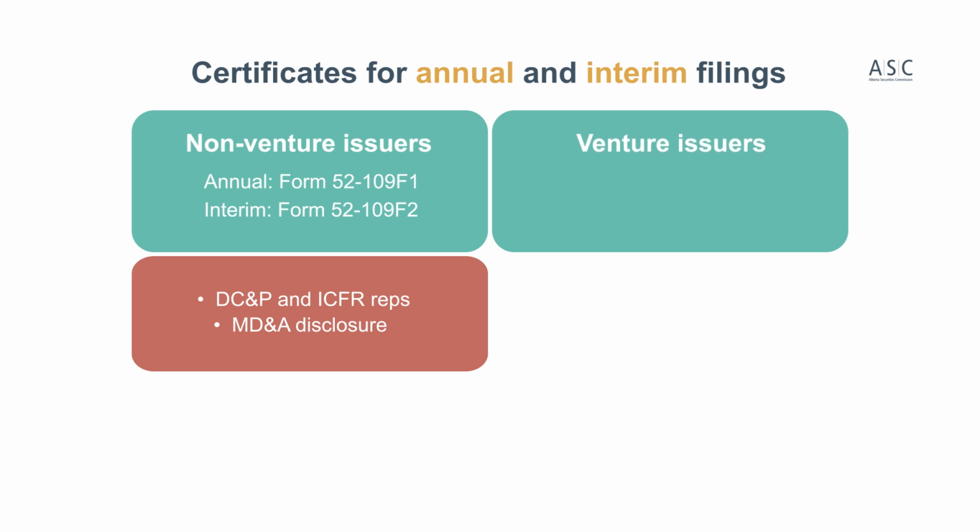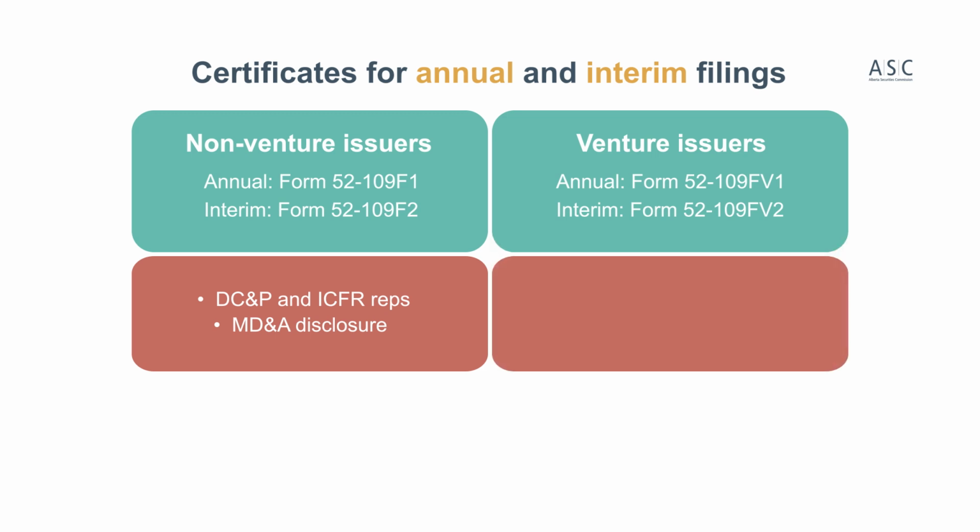Venture issuers will generally file Venture Issuer Basic Certificates in Form 52-109FB1 with respect to their annual filings, and Form 52-109FB2 with respect to their interim filings. These certificates do not include representations about DC&P or ICFR. Accordingly, venture issuer certificates include a note to reader that states this fact and describes the associated risks. Venture issuers should ensure that this note to reader is included at the bottom of their filed certificate.